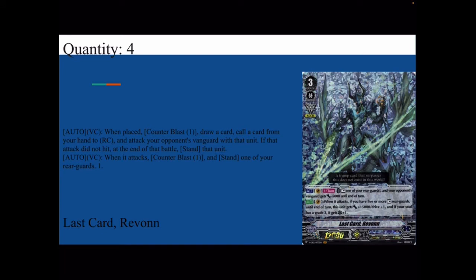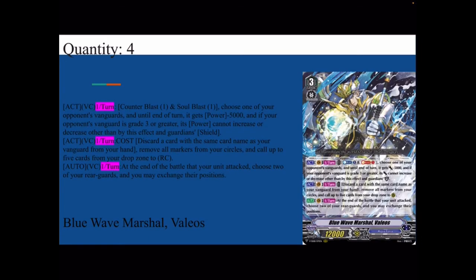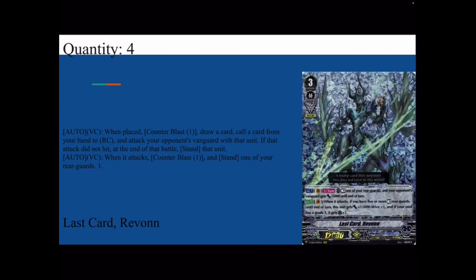And then four copies of Last Card Revan, technically the highest rarity in this deck. You would normally think that the higher the rarity, the more chance it has of being the main grade 3. Yeah, that's not the case here, because Revan's the VR, and if I'm correct, Valios is only triple rare, so, you know. Skill of Revan, though, 12k base, does have an Excel gift, unfortunately, unlike Riptide and Valios, which sucks. Act Vanguard Circle. One placed, counterblast one.